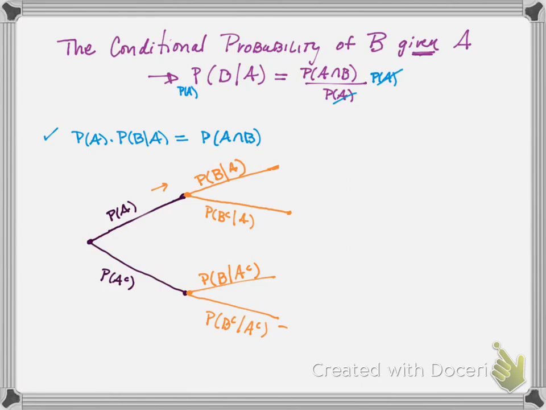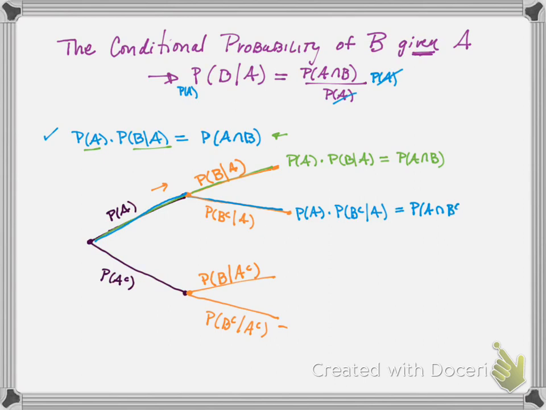So look what happens if we multiply along these lines. If I multiply along this line right here, that is the probability of A times the probability of B given A. Now if you look up here, that's exactly the probability of A intersect B. Okay, if I multiply along this next line, it's the probability of A times the probability of not B given A. Well, just replace all of your B's with B complements, and you really have the probability of A intersect not B.